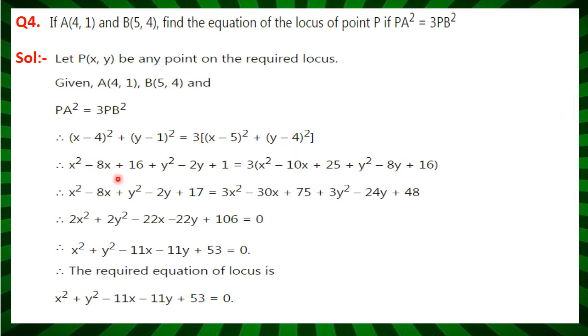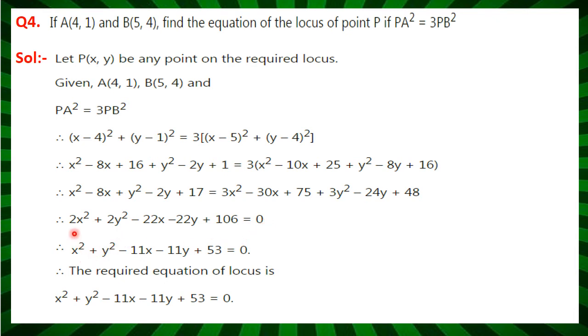Expand both sides and cancel similar terms on both sides. Here x squared minus 8x plus y squared minus 2y plus 17 is equal to 3x squared minus 30x plus 75 plus 3y squared minus 24y plus 48. After taking the like terms together, we will get the equation 2x squared plus 2y squared minus 22x minus 22y plus 106 is equal to 0.